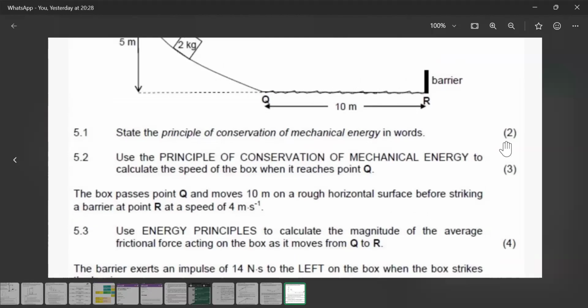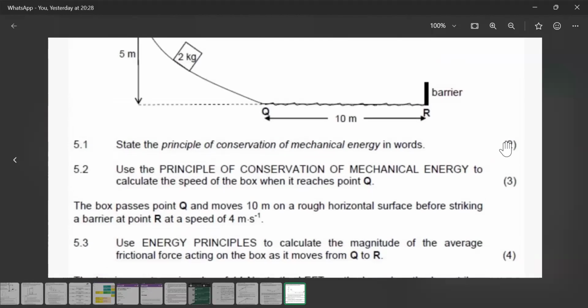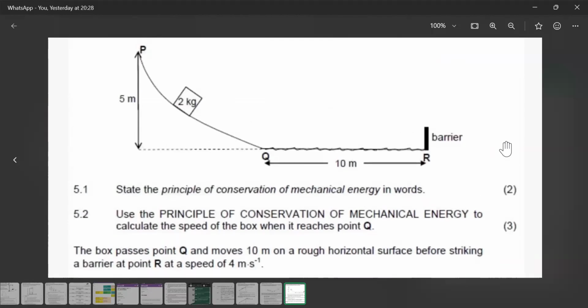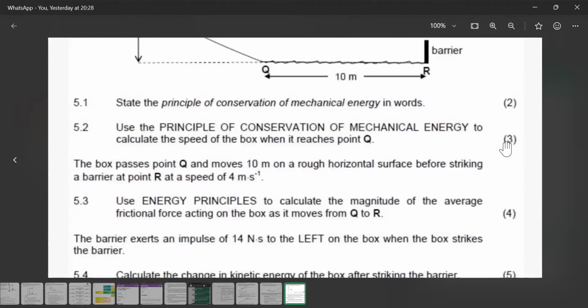Now, the velocity that we just calculated previously, the speed at point Q, is the final velocity if we are dealing with the curved track, but it becomes the initial velocity when we are now dealing with the horizontal plane. Do you see that? So the initial velocity is 9.90 and the final velocity is 4 meters per second. And we also know the displacement.